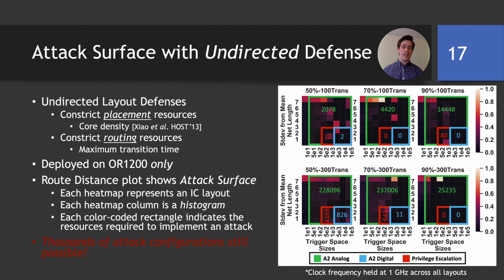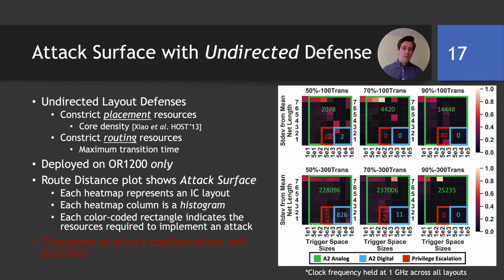Each column within each heat map is a histogram of the distances between unused placement sites of a given size, indicated on the x-axis, and unblocked security critical nets. Distances, indicated on the y-axis, are reported in standard deviations from the mean net length observed in a given layout, since wire lengths are always relative to a layout. Overlaid on each heat map are color-coded rectangles that indicate the layout resources an attacker can utilize to construct a specific Trojan, and a number indicating the number of possible ways the Trojan could be constructed.